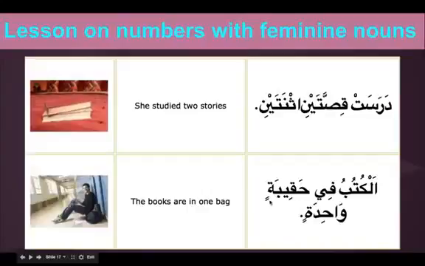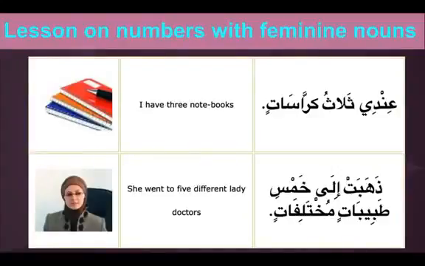Al kutubu, the books. Fi haqibatin wahidatin. See, the number comes afterwards, after the ma'dud. Al kutubu fi haqibatin wahidatin. The books are in one bag. عندي ثلاث كراسات. كراسات means notebooks. So I have three notebooks.